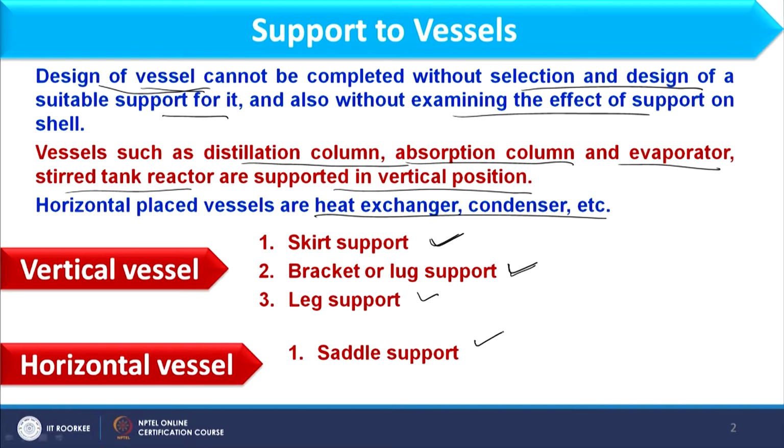we use saddle support as well as leg support. So, here we have different types of supports. In this particular course we will discuss one support for horizontal and one support for vertical. For vertical we will discuss bracket and lug support, and for horizontal we will discuss saddle support. So, let us start discussion on bracket or lug support, which is used to support the vertical vessel.